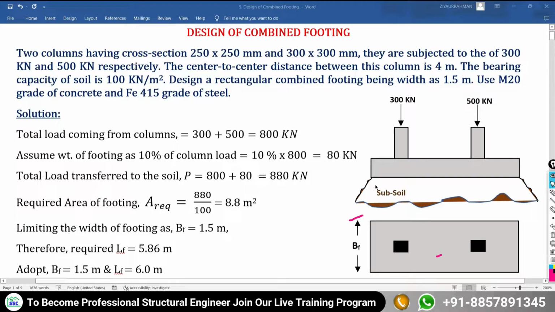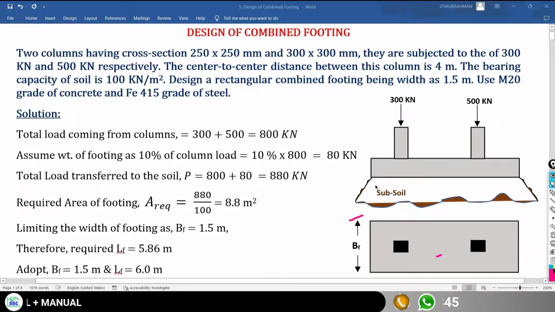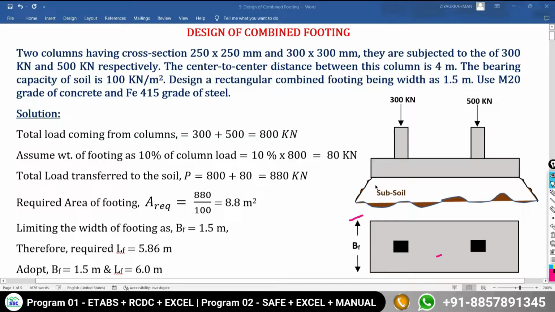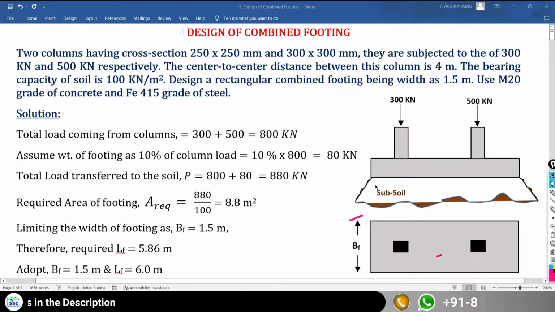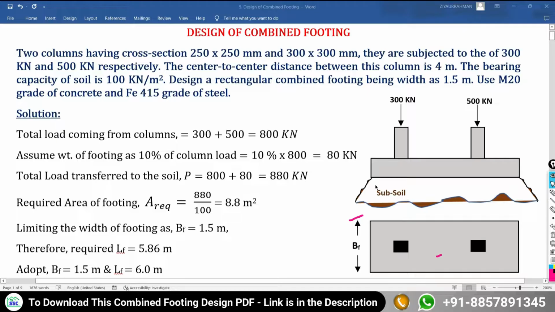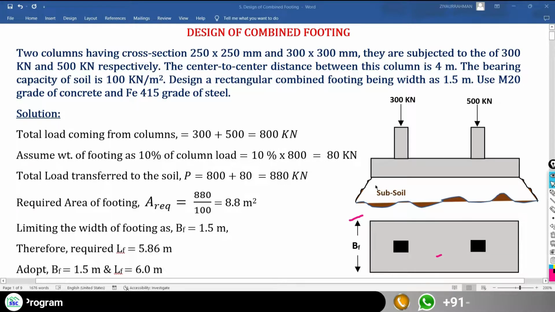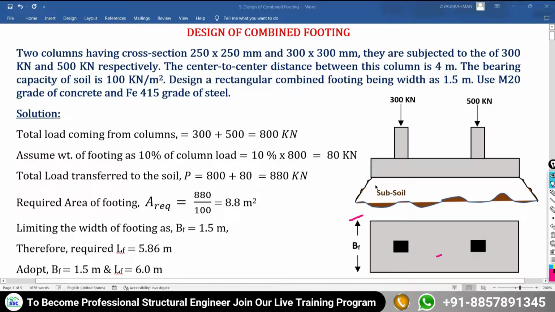Have a look over this note. The same thing is given here. To have the uniform pressure distribution, the CG of the load should coincide with the CG of your footing. For that, let's consider the CG of the load is at a distance of x from the center of the left column. So here in the figure you can understand the CG of your load is at a distance of x from the center of your left column.